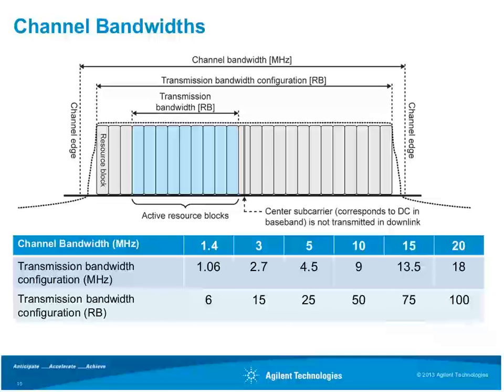And then we have the transmission bandwidth, and it's also defined in RBs, and it's the number of RBs that are allocated to any specific transmission. And that number can vary anywhere from 1 all the way to the actual transmission bandwidth configuration.